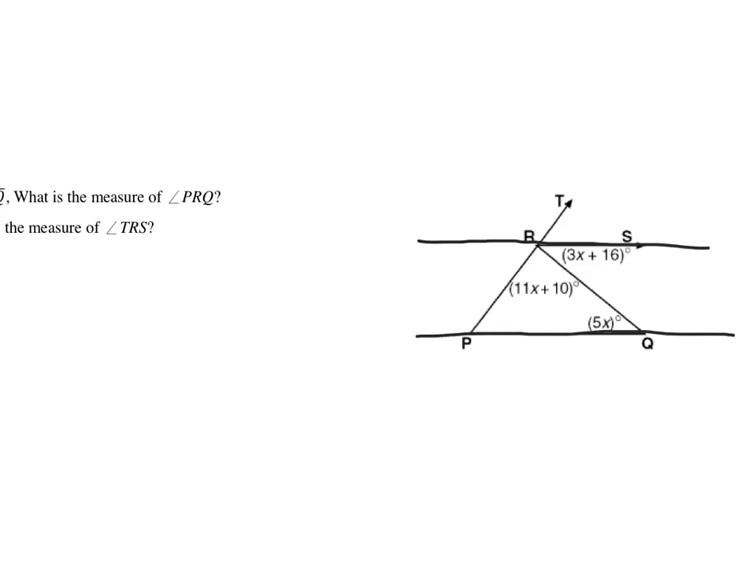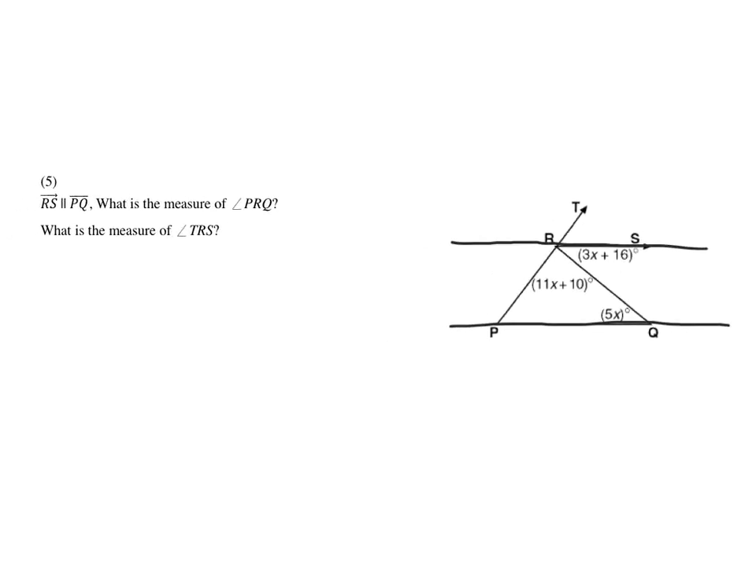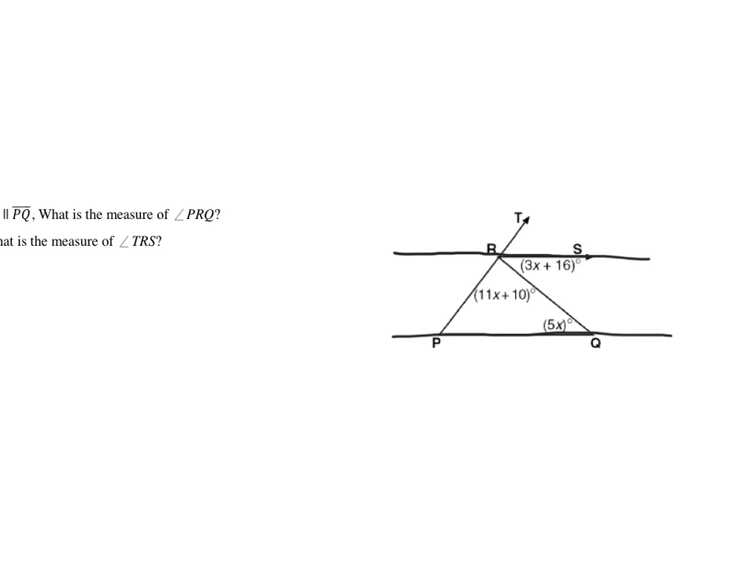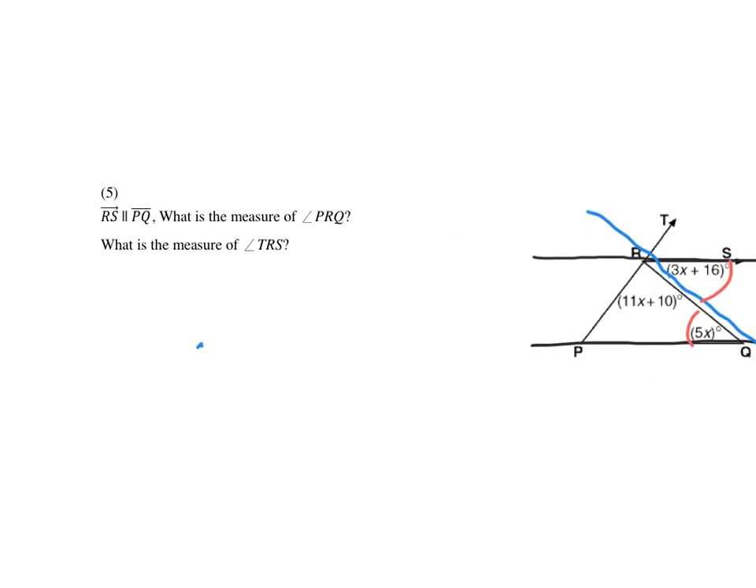As you can see, we're extending our parallel lines. And what I'm going to do is I'm actually going to extend RQ now. If you look, I have alternate interior angles between my 3x plus 16 and my 5x. What I can do is set those equal to each other because I know alternate interior angles are congruent. So I'm going to do 3x plus 16 equals 5x.